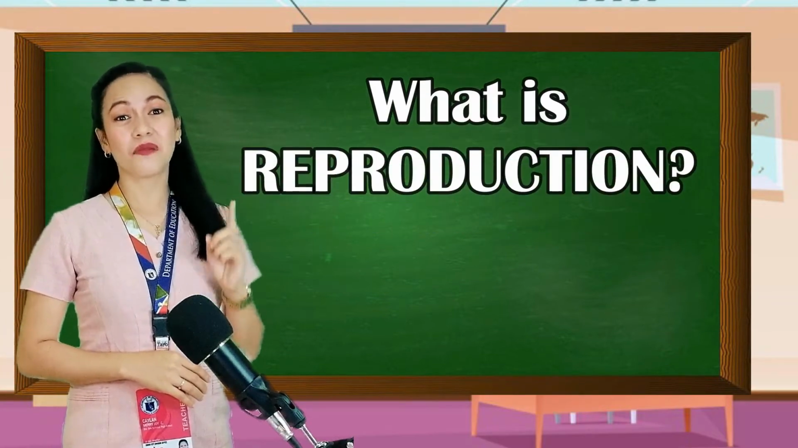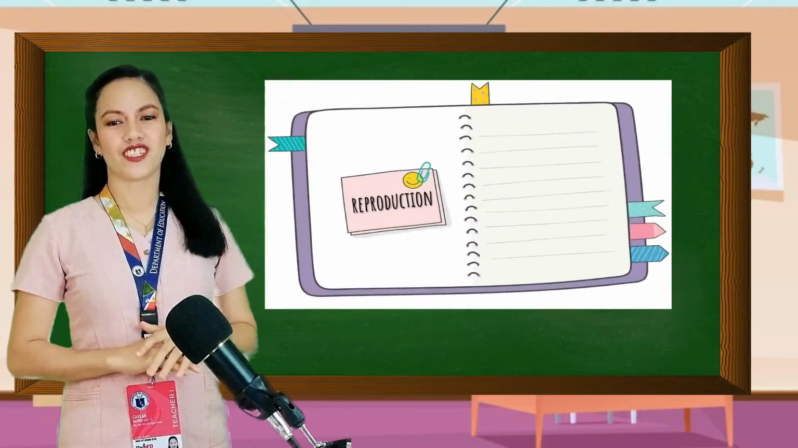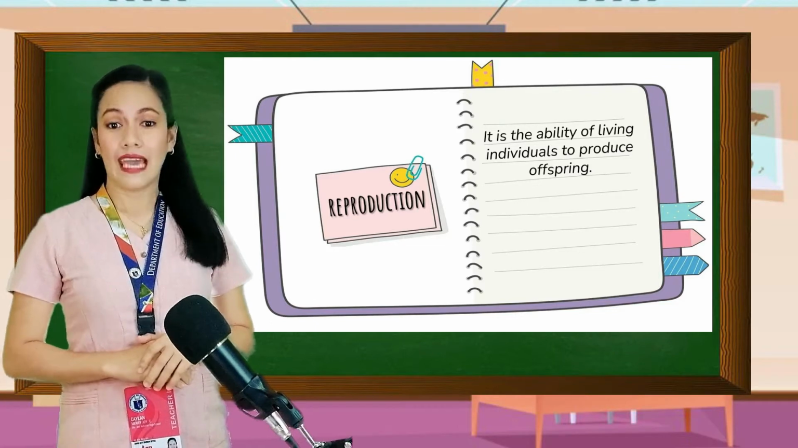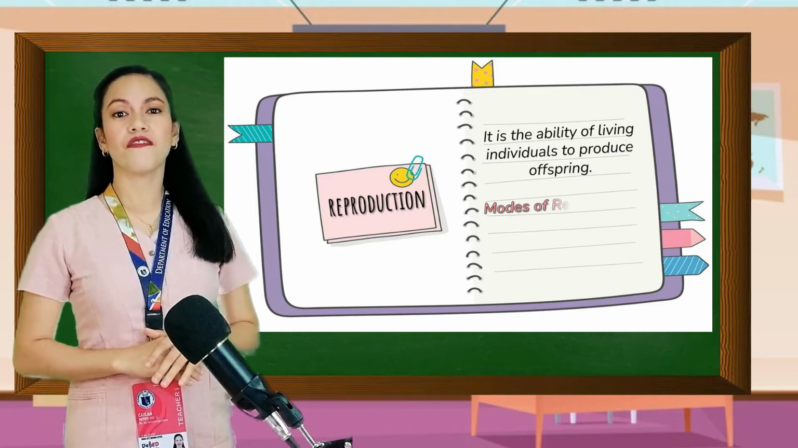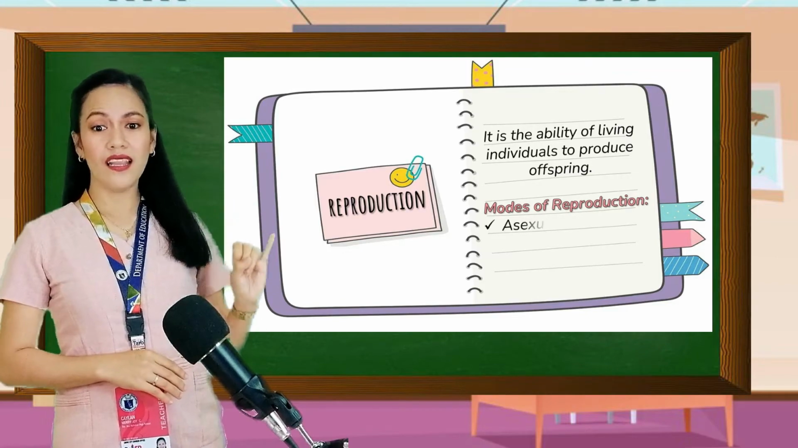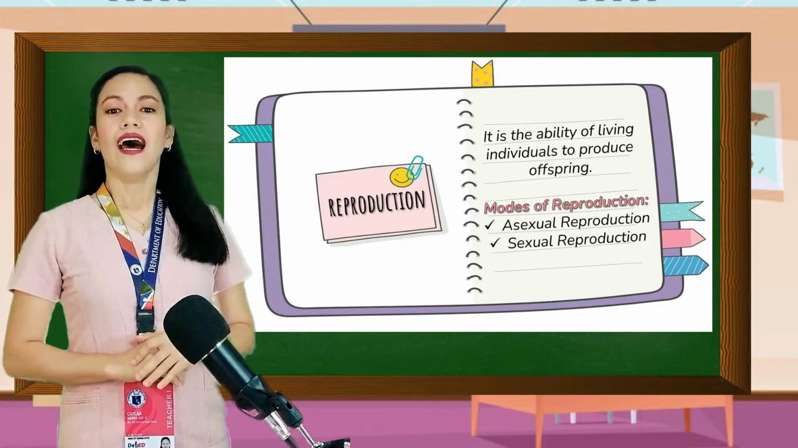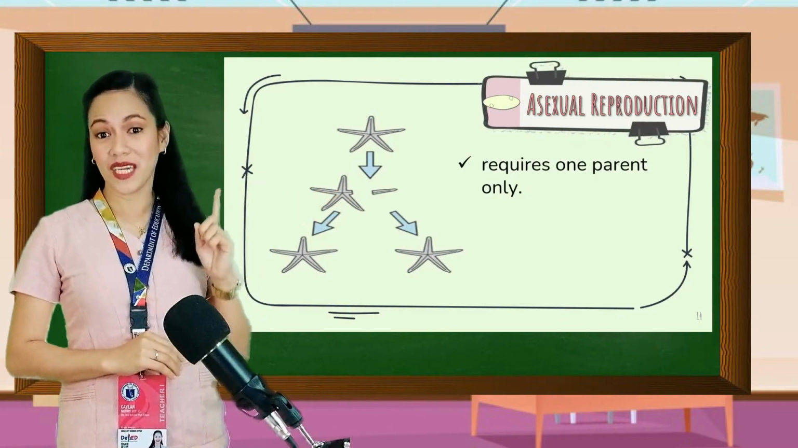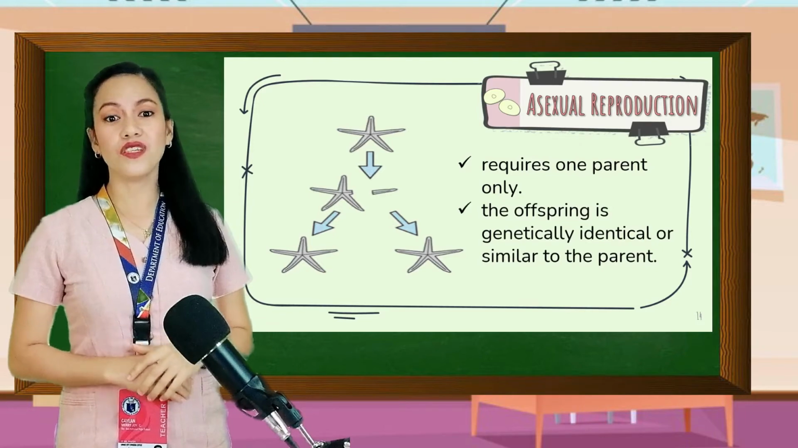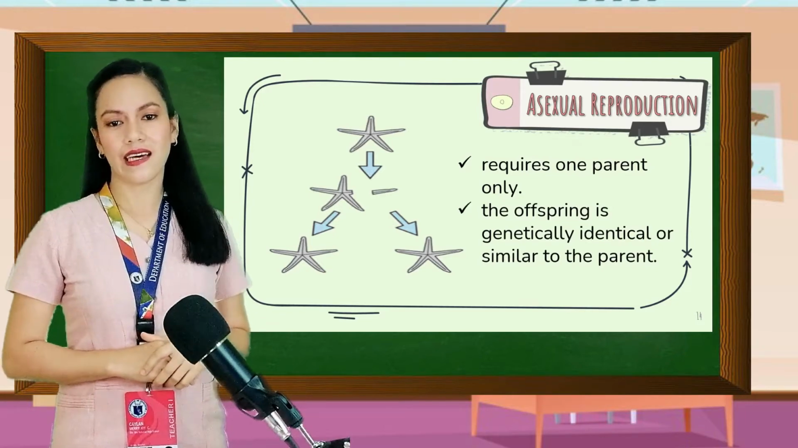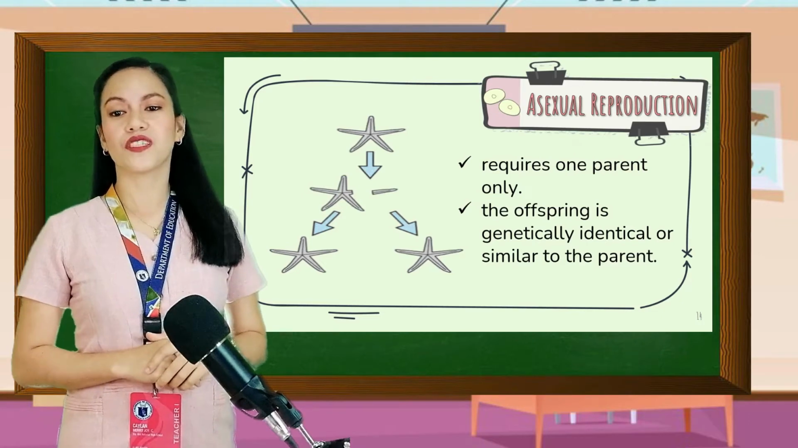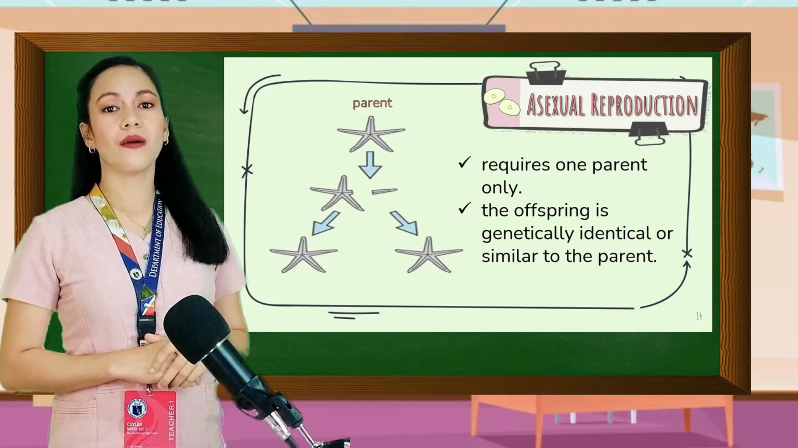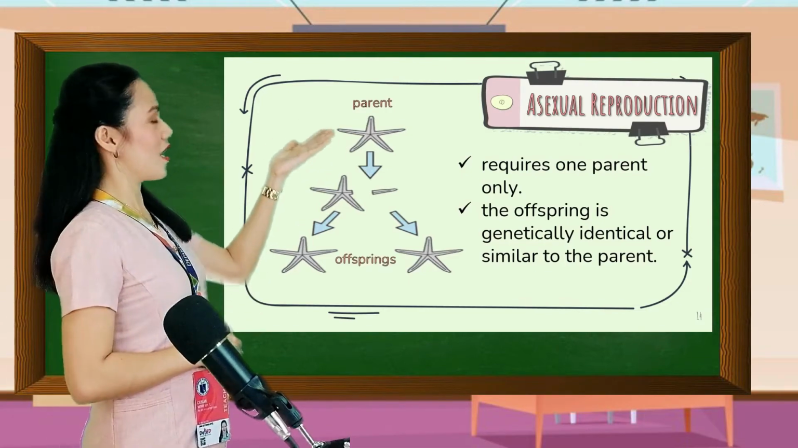Now, what is reproduction? Reproduction is the ability of living individuals to produce offspring. And there are different modes of reproduction: asexual and sexual reproduction. Asexual reproduction requires one parent only, which means it does not involve the union of gametes or sex cells. The offspring produced from this process is genetically identical or similar to the parent, like this organism in the picture.